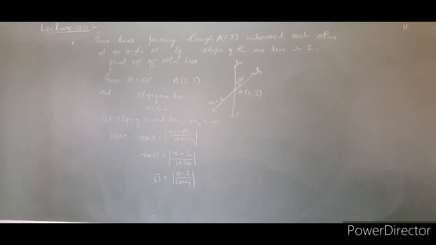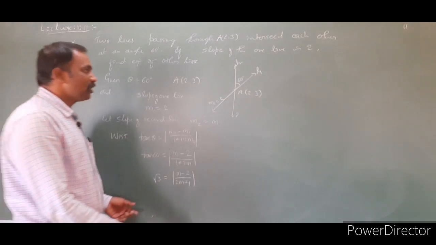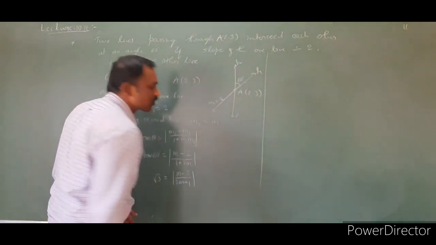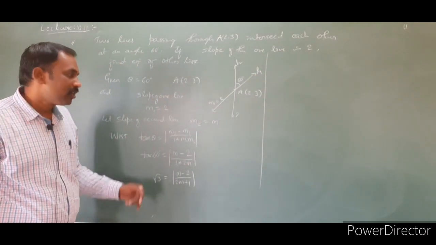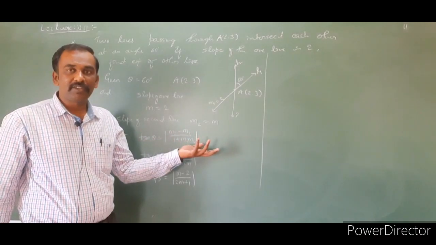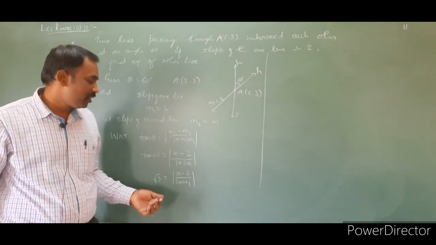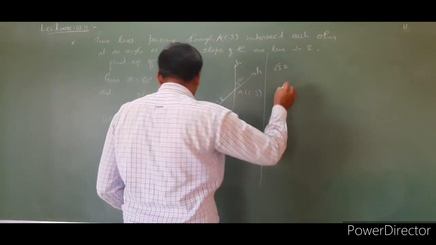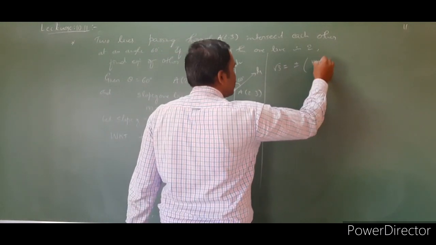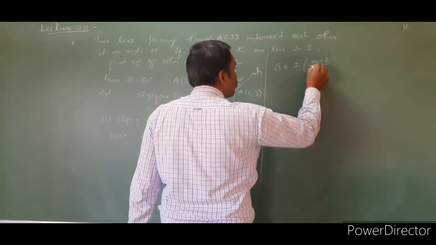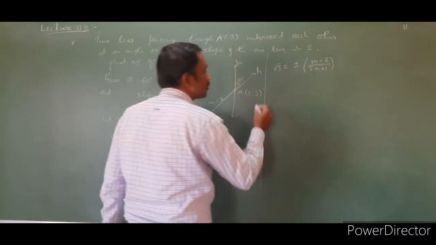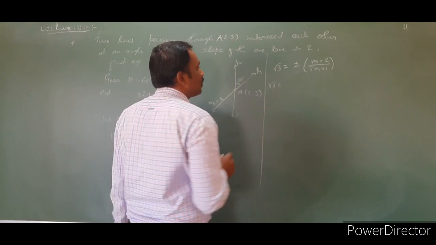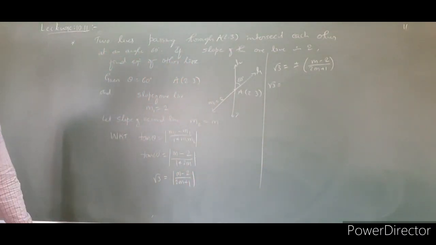So here to evaluate this one, what we have to do: if you remove the modulus sign, we will get plus or minus, whether a positive slope or a negative slope is there, we do not know actually. So I just consider root 3 is equal to plus or minus (m minus 2) divided by (2m plus 1). So root 3 is equal to, obviously we can take the positive value only.